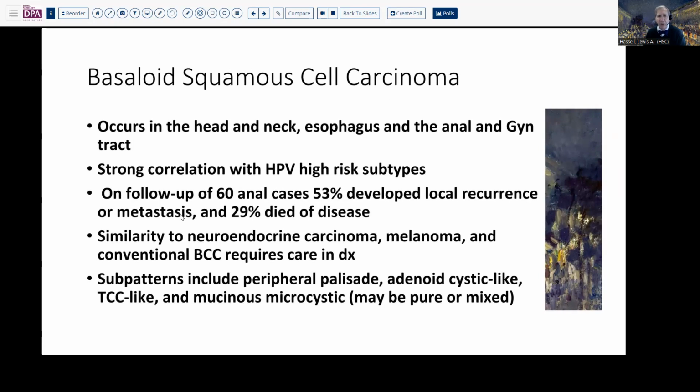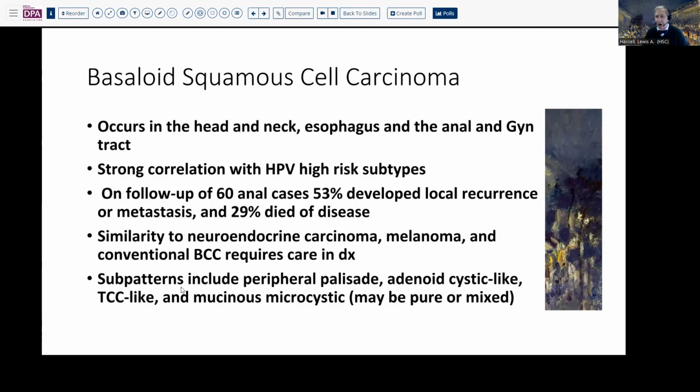Because of the similarity we've mentioned to neuroendocrine carcinoma and melanoma, differentiation from those two significant diagnoses is also important. And because of the name, there's oftentimes consideration of whether or not this is a basal cell carcinoma of the skin, which could have a dramatically different prognosis and treatment implications.